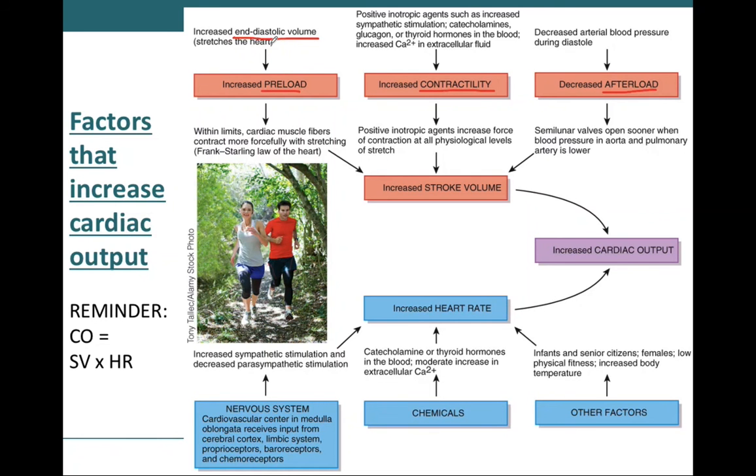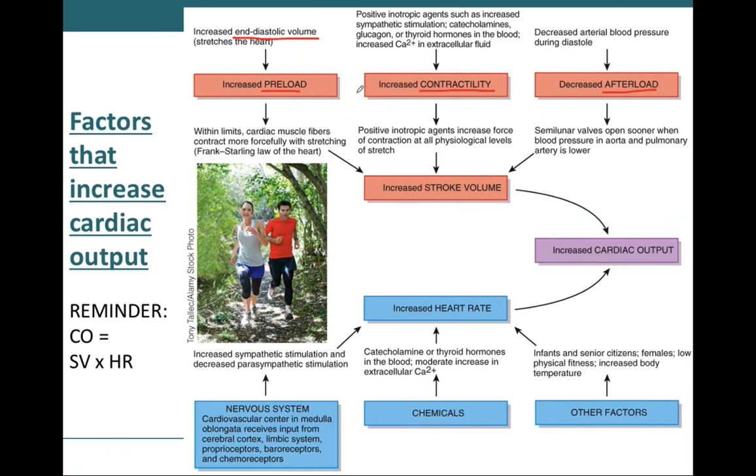So the more blood that is in our ventricle when it's relaxed and getting ready to pump blood into our major vessels, the greater the stretch on the wall of the heart will be, and therefore that will increase preload. As cardiac muscle fibers are stretched more and more, that's going to increase the force of contraction that they will exhibit. And the greater the force of contraction, the greater the stroke volume will be.